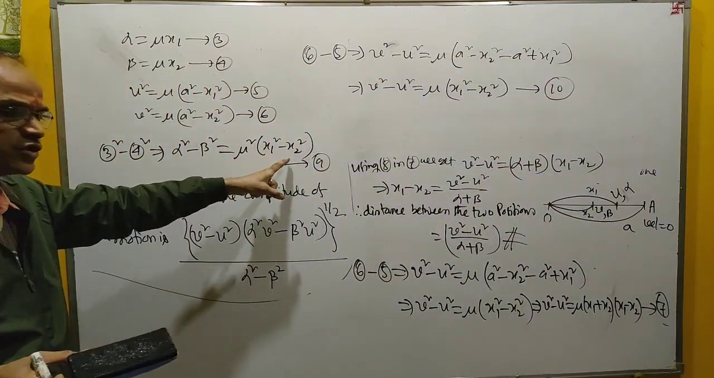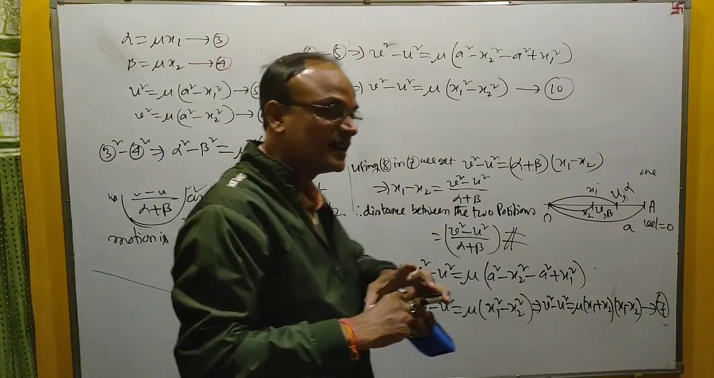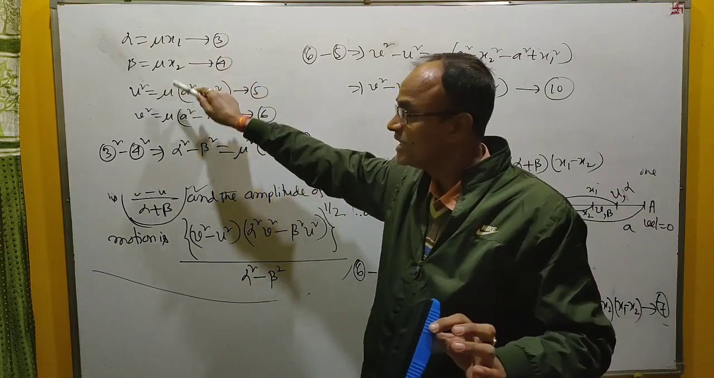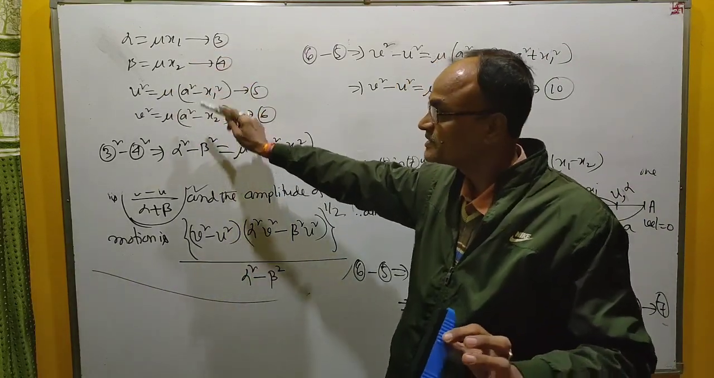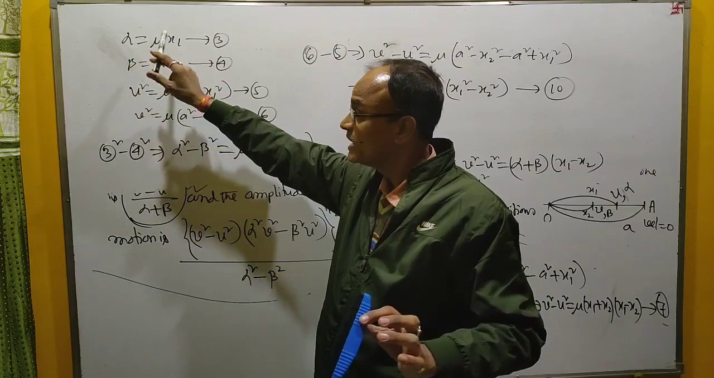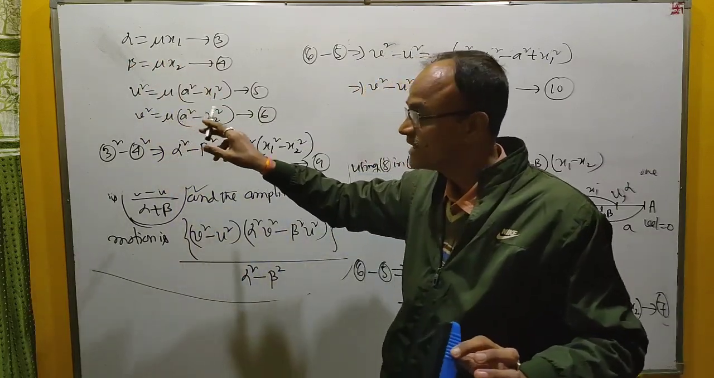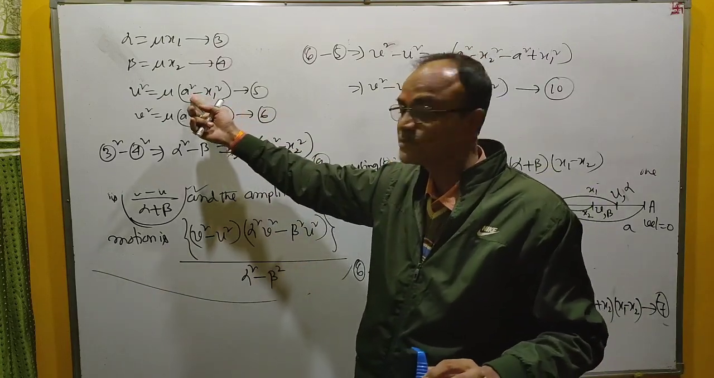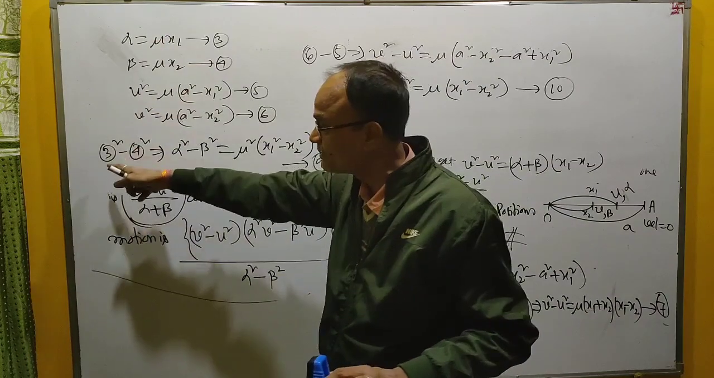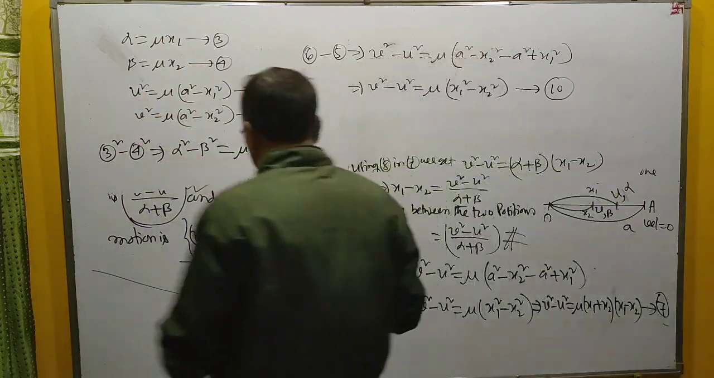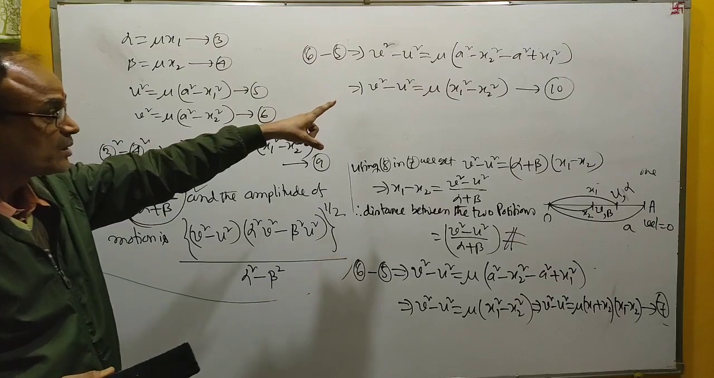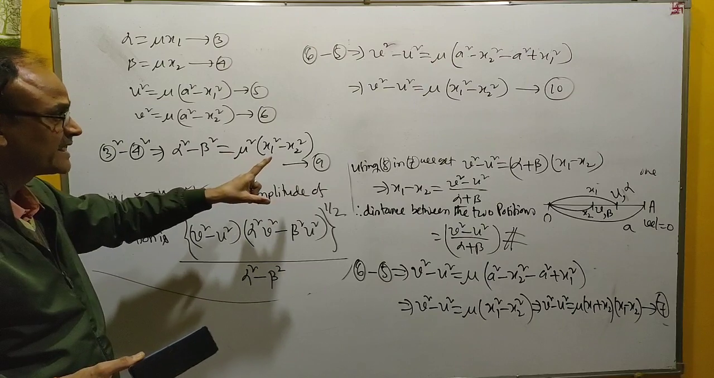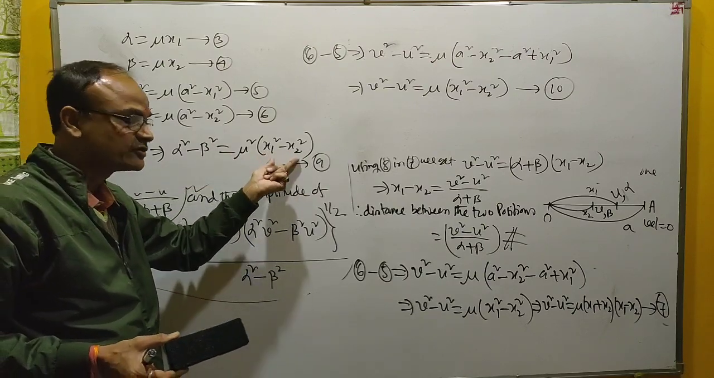Just eliminate x1, x2. Ultimately, you have been given 4 relations, 3, 4, 5 and 6. You are to eliminate mu, x1, x2, and you should express A in terms of alpha, beta, u and v. Your aim is this. Now, from 9 and 10, if you divide 9 by 10, then x1 square minus x2 square will be removed.